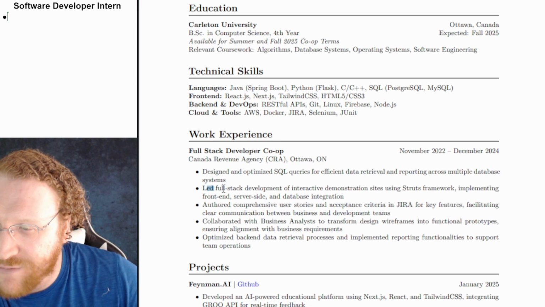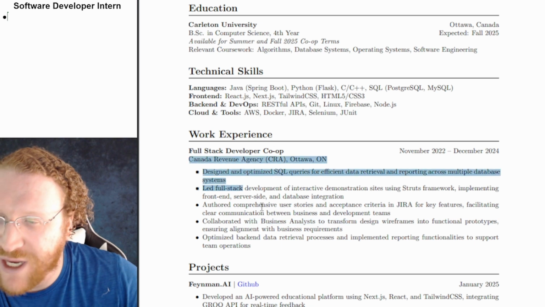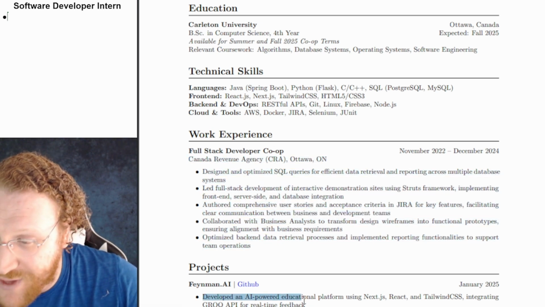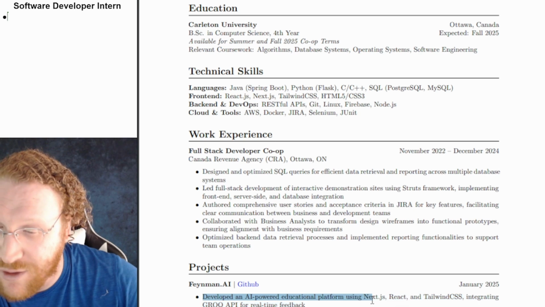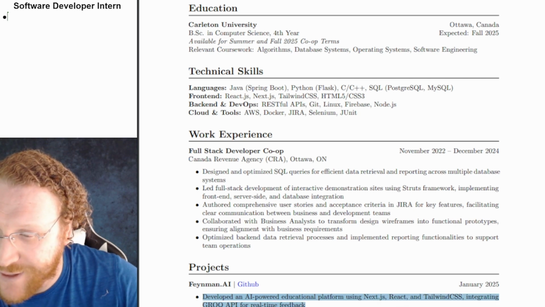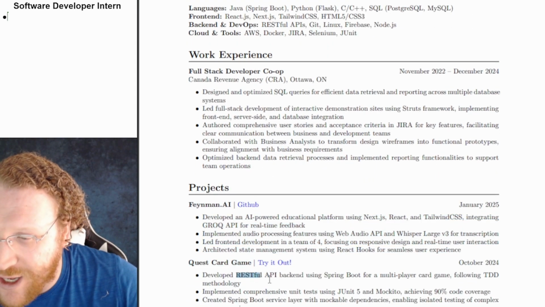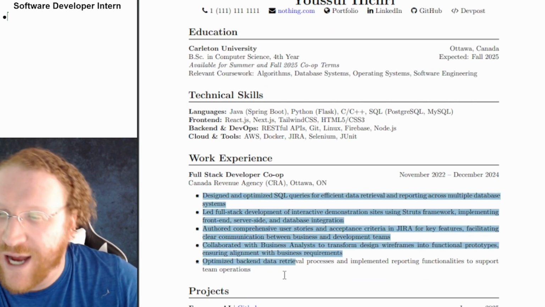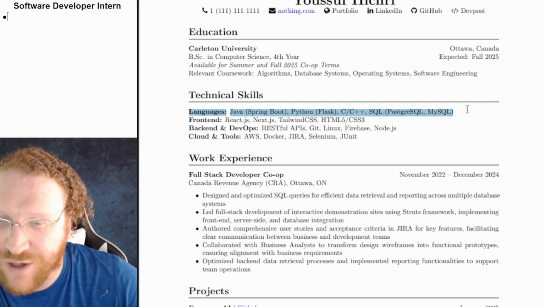All right. So design and optimize SQL. That's fine. Led full stack development of Struts. Okay. Jira business. Okay. Yeah. So this doesn't give me enough for a full-time position, at least here. This is actually solid and gives a good amount. I actually like this. This is solid. RESTful APIs. Okay. So this does not give me enough. I need to know which languages you used primarily.